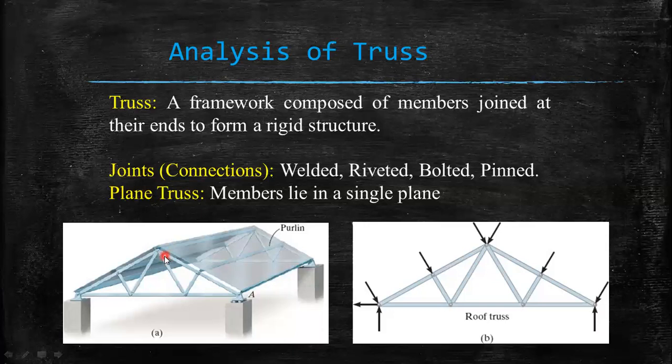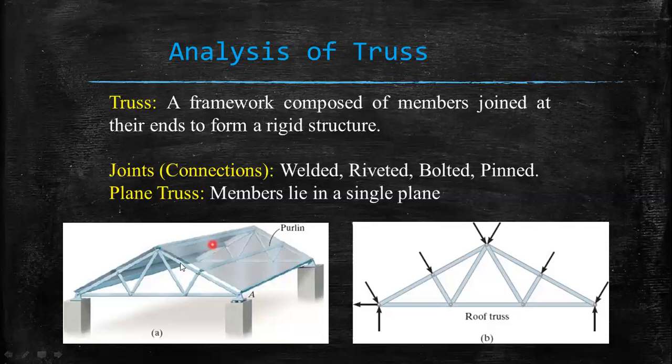Now these joints are basically welded, riveted, bolted or pinned joints. So you cannot provide a fixed joint at any section of a truss. All the joints should be pinned joints. Ideally, the idealization of these joints is a pinned joint, but in practical implementation, we generally provide welded, riveted, bolted, or pinned joints, which are idealized as hinged or pinned joints.